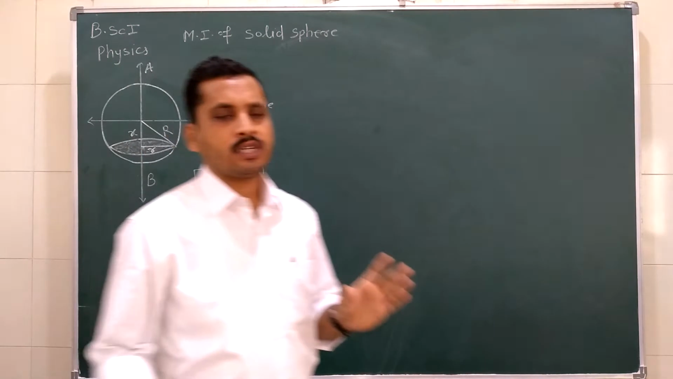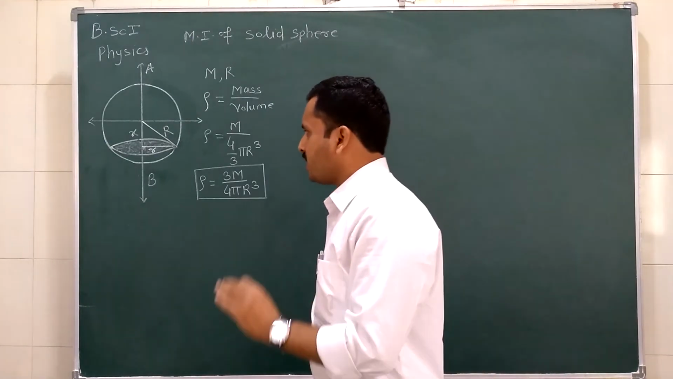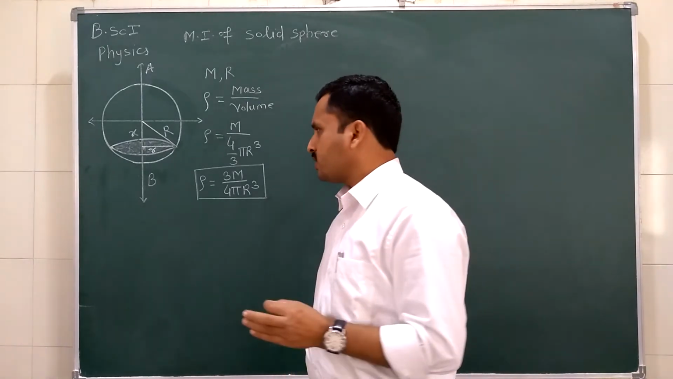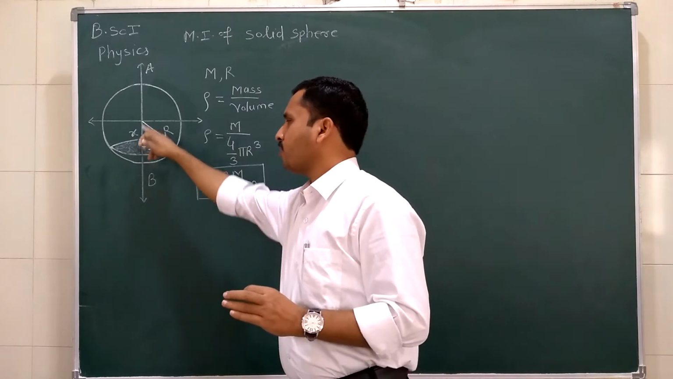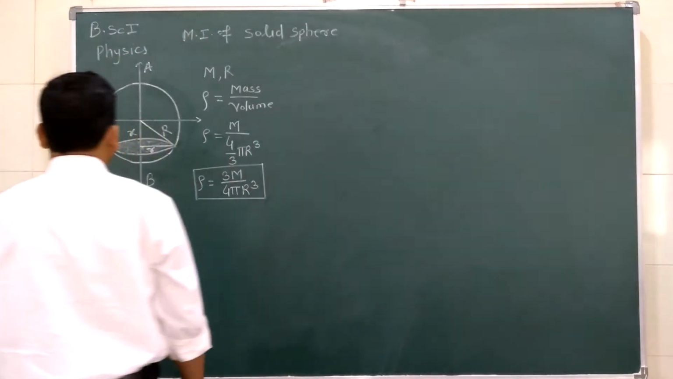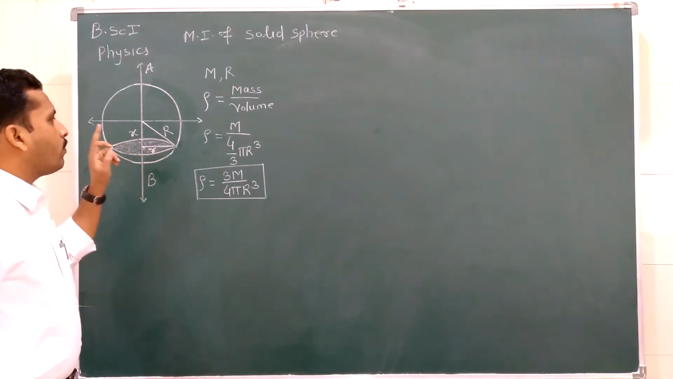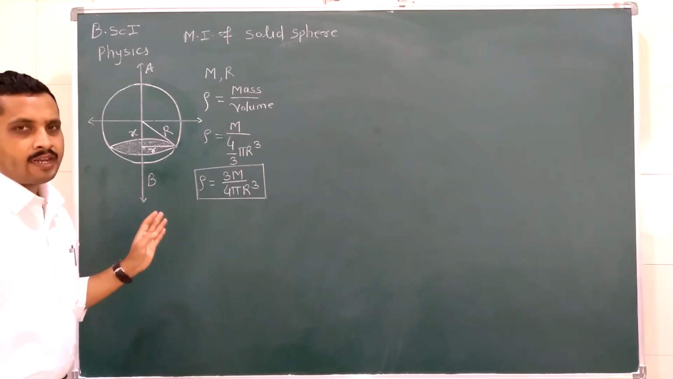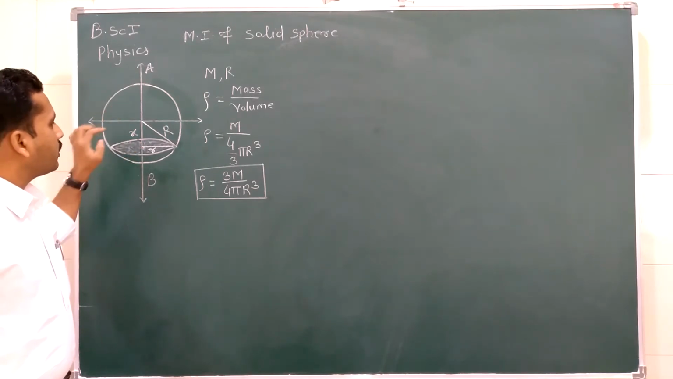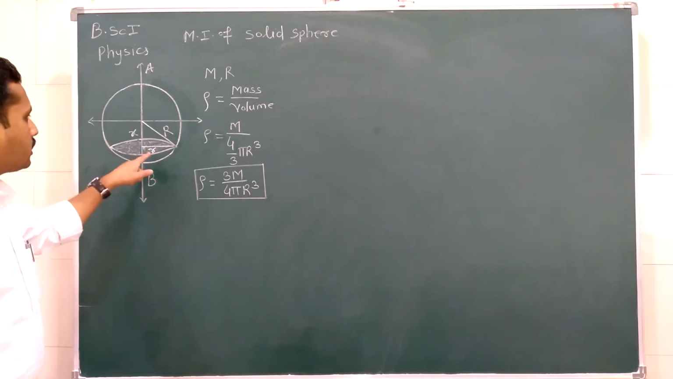Now, to determine the moment of inertia of this solid sphere about any diameter, we consider that this solid sphere is divided into a number of discs having thickness dx, and one of such discs is situated at a distance x from the center O of this solid sphere. Let small r be the radius of such a disc.